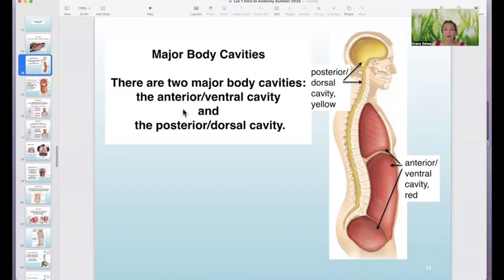cavity. Anterior and ventral and posterior and dorsal are synonyms, of course. Here, the anterior or ventral cavity is colored red, whereas the posterior or dorsal cavity is colored yellow.